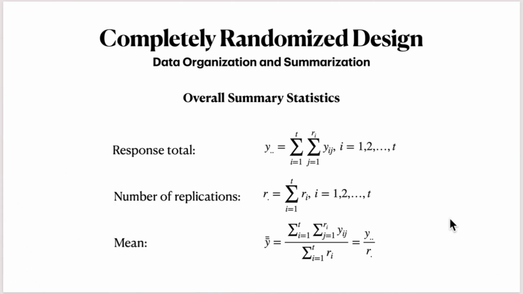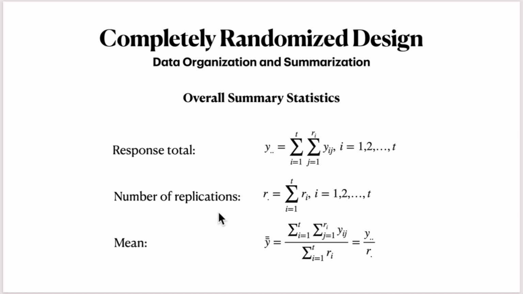Next, looking at the overall summary statistics. So putting all of our data from the various samples into one big bucket, one combined sample, and then computing summary statistics for that combined sample. These are the kind of summary statistics that we will need. Again, we will need the overall response total. Since we are summing over both indices now, I'm going to denote this by y sub dot dot. So y sub dot dot is the total of the responses across all treatment groups.